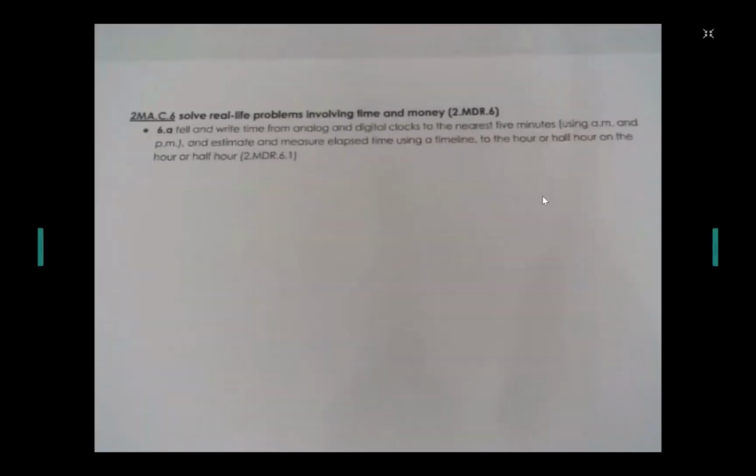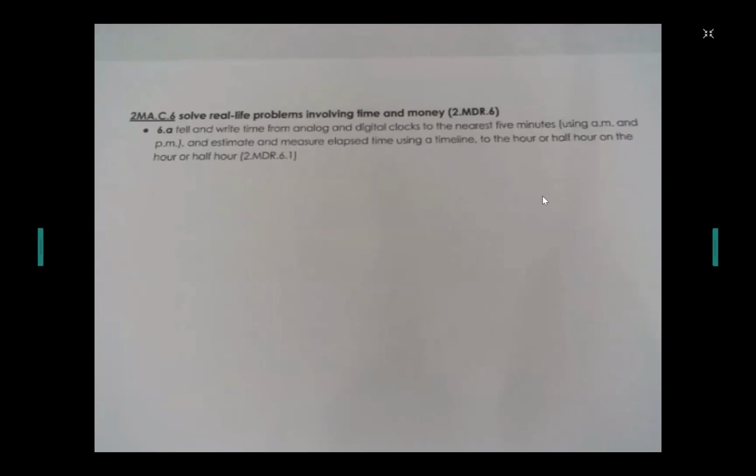To begin, we will look at AKS IOAs that solve real-life problems involving time and money. Specifically, we will look at IOA 6A: tell and write time from analog and digital clocks to the nearest 5 minutes using AM and PM, and estimate and measure elapsed time using a timeline to the hour or half hour on the hour or half hour.